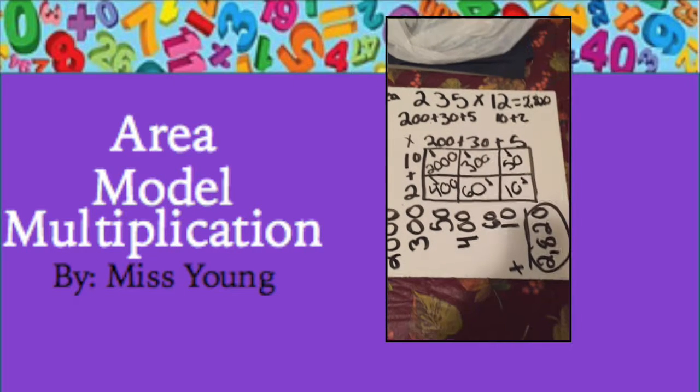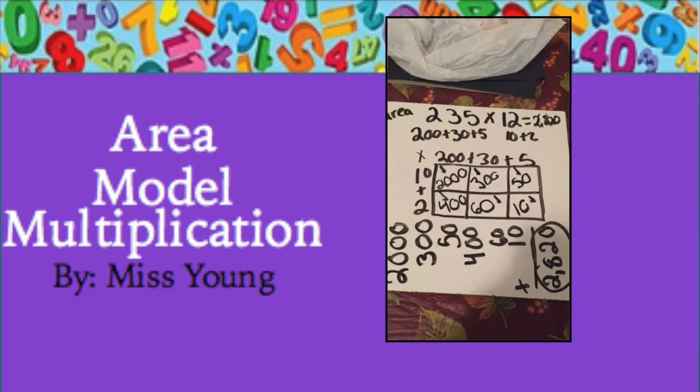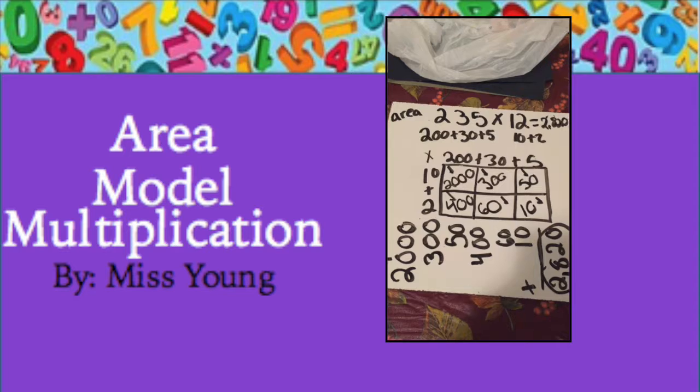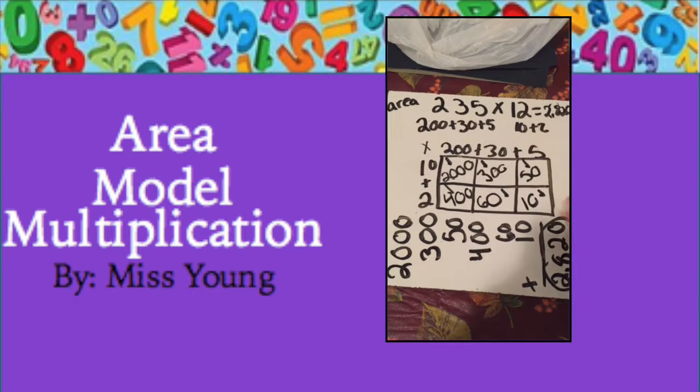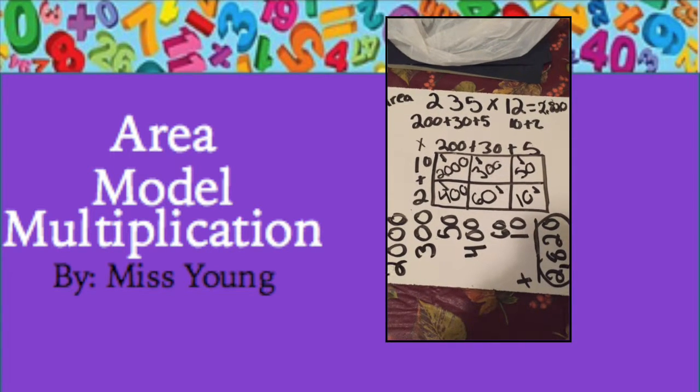So this is the area model, and in my next video we will be focusing on a number bond strategy. Same kind of breaking it apart, but a little different.